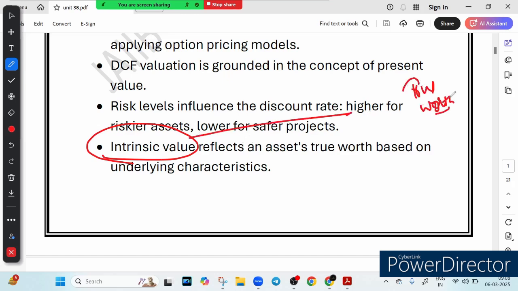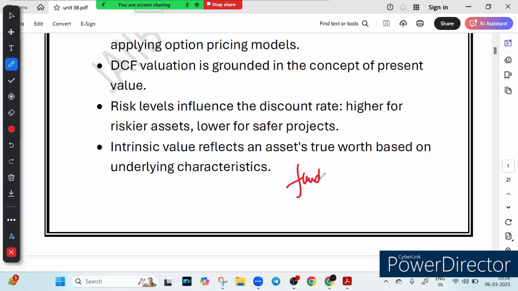DCF helps us find the intrinsic value of an asset. Intrinsic value simply means the real worth or real value, based on fundamental factors, not just the market. This is super useful, especially for valuing young companies, where market price fluctuates widely.